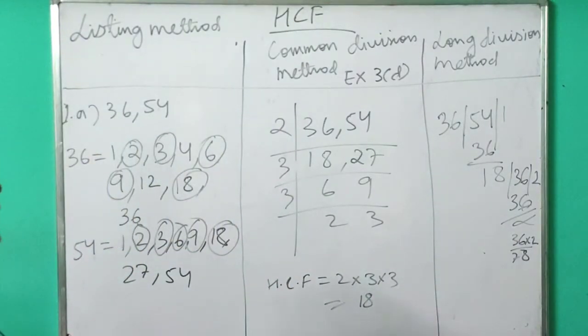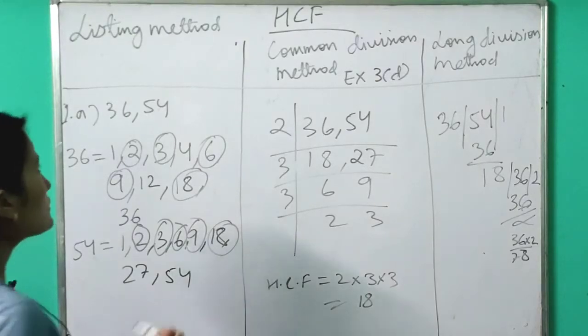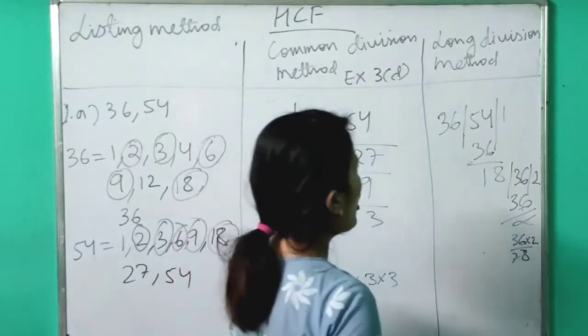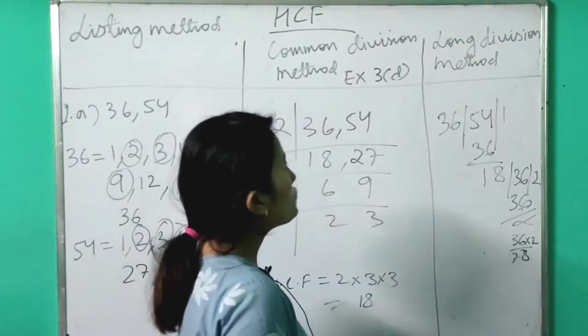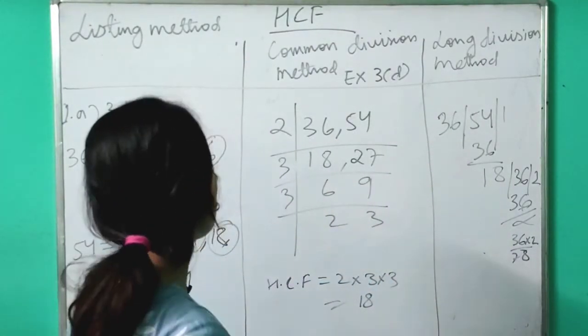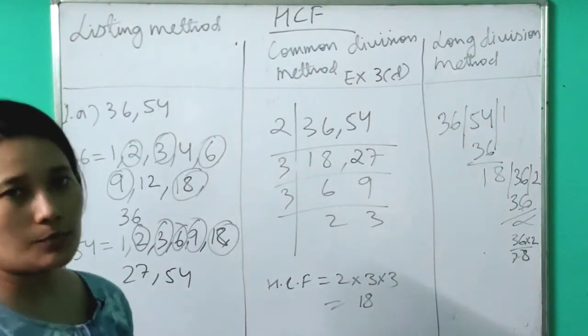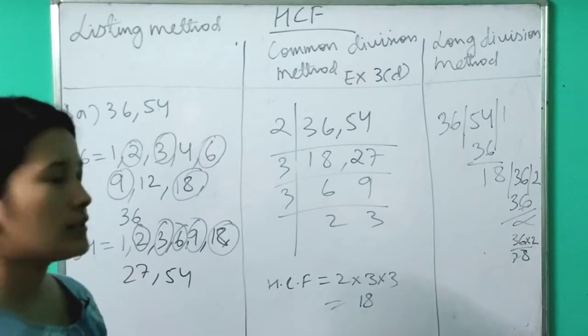Now for finding the HCF of any given numbers, we have three methods. One is the listing method, one is the common division method, and one is the long division method. Now let us go to exercise 3D. We will take question number 1A. With that, I will explain all these three methods.